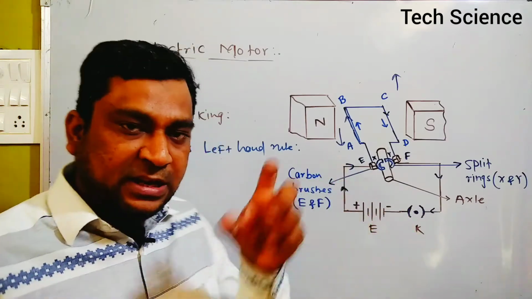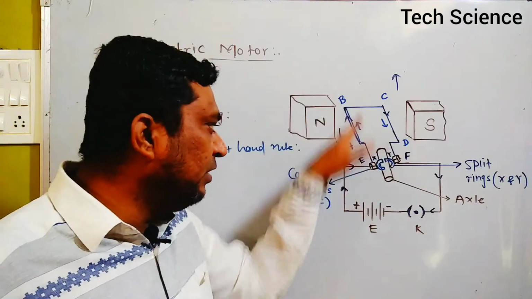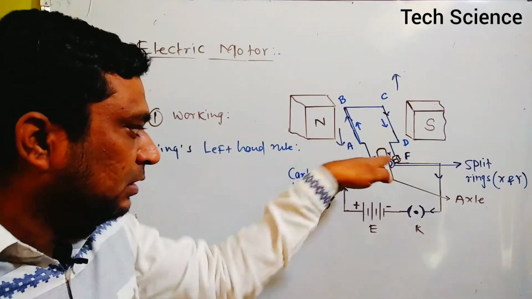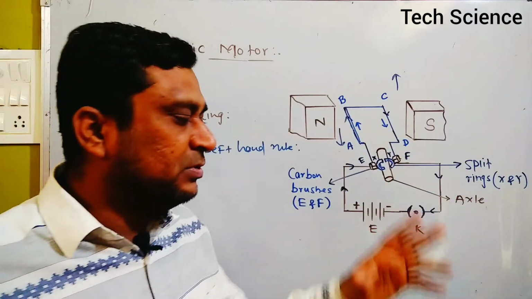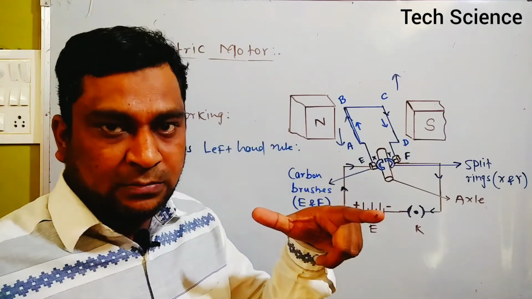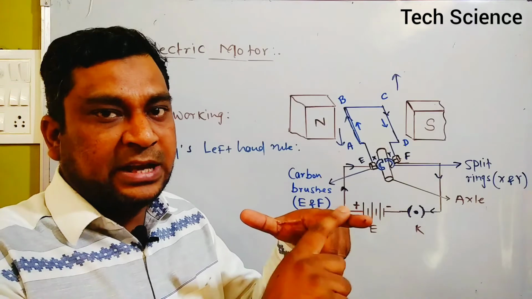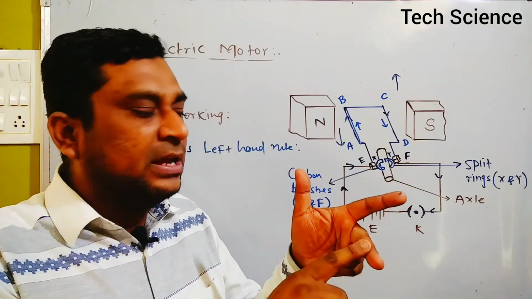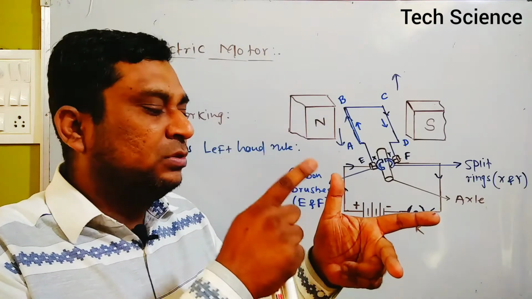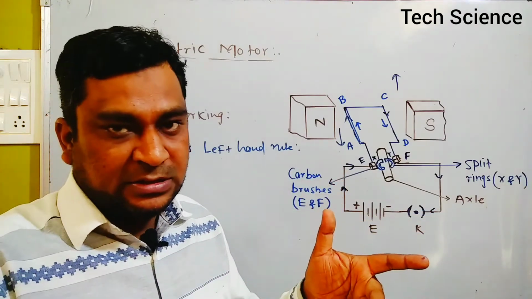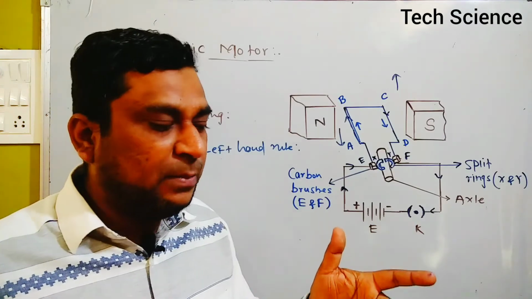Now observe, I will practically prove in front of you how AB moves in the downward direction and CD in the upward direction. The coil starts to rotate like this. Here the index finger shows the direction of magnetic field. Middle finger shows the direction of current. In that case, the thumb denotes the direction of force acting on a conductor. This is Fleming's left hand rule.